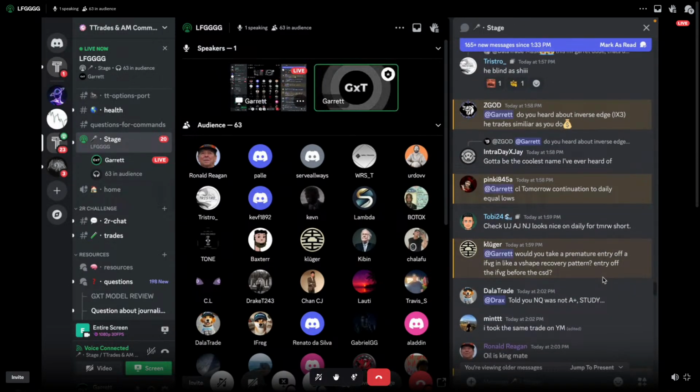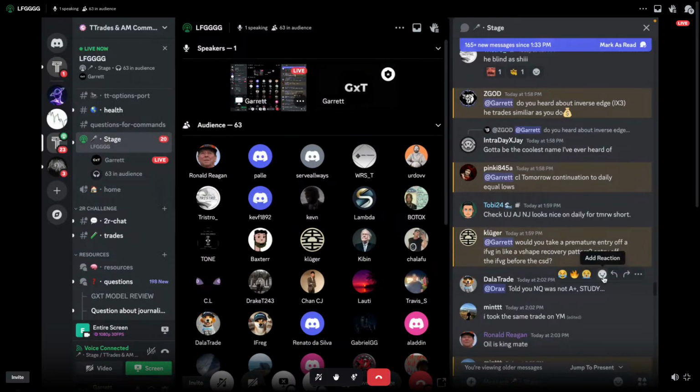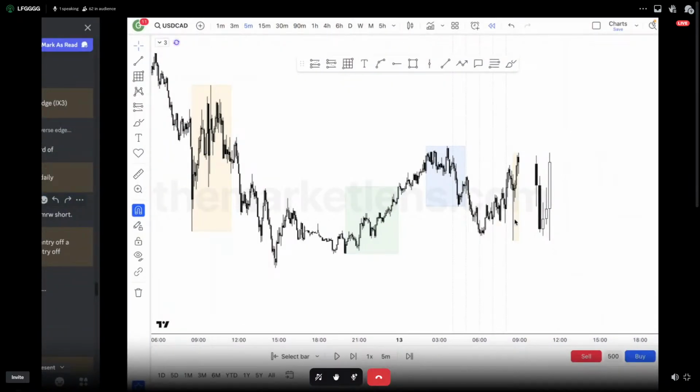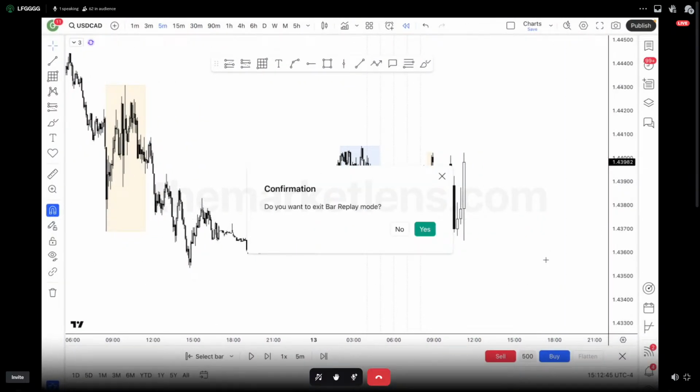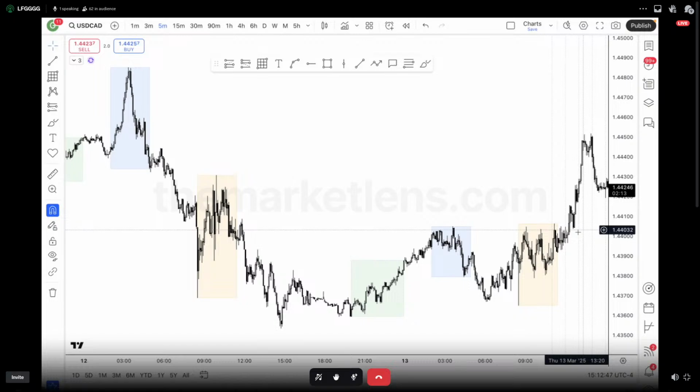See Intermarket continuation to yellow C. Check UJ, AJ, NJ. So I saw UJ. Mechanically, there's my model there, but I don't see any SMT. So I wasn't a fan. But we'll check AUD and NZD since those are correlated.